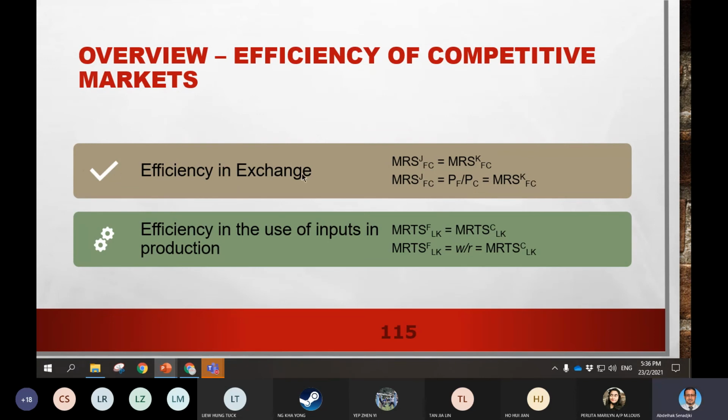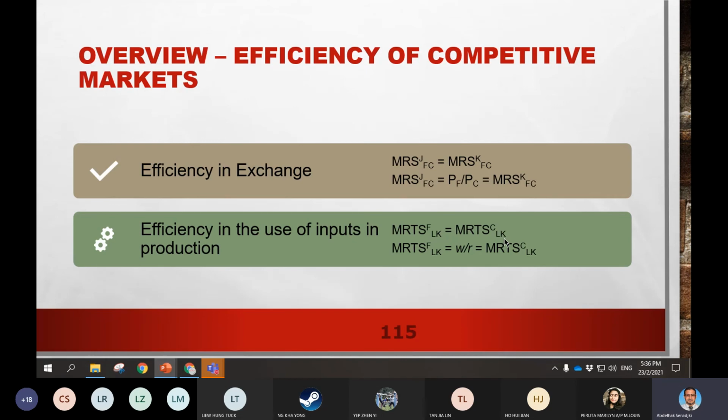We talked also about efficiency in the use of inputs in production. And we say every producer's marginal rate of technical substitution, MRTS, of labor for capital is equal in the production of both goods, meaning that the marginal rate of technical substitution for food, for both labor and capital, equals the marginal rate of technical substitution for clothing, for both labor and capital.